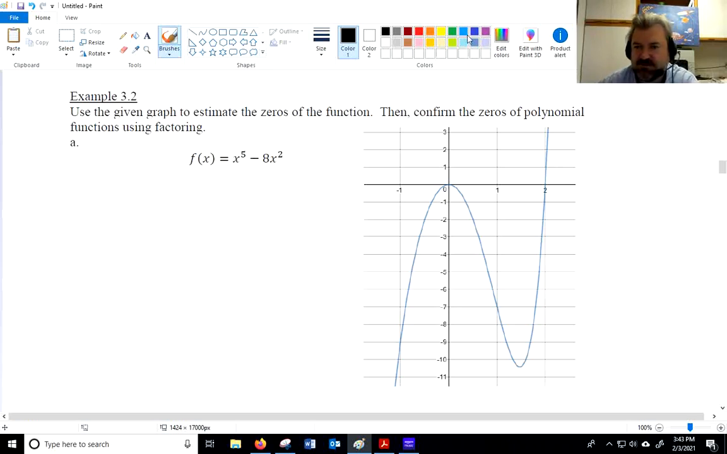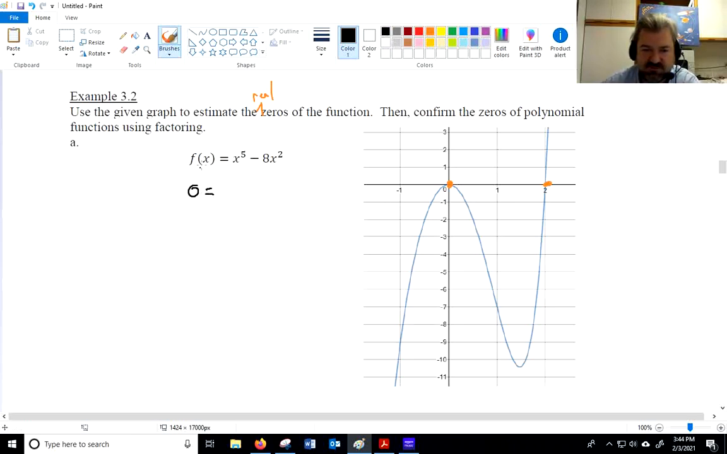Well, it certainly appears that we have zeros. Remember, I didn't say it, but estimate the real zeros. Real zeros occur on the x-axis. Imaginary zeros would lie somewhere else. So it looks like 0 and 2. Let's see if that's the case.